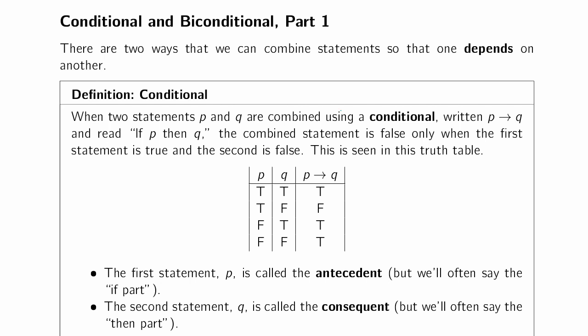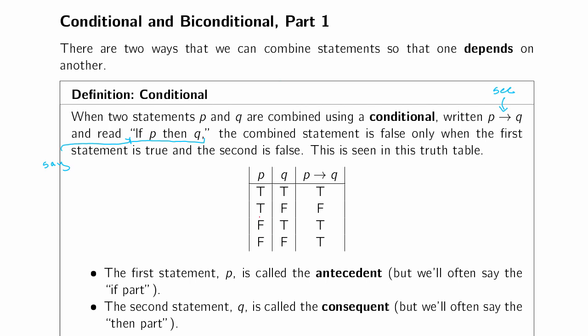P and Q are combined using a conditional, written P right arrow Q, so we see this, and read as if P then Q. So we see P right arrow Q, and we say if P then Q. The combined statement here is false only when the first statement is true at the same time as the second is false.